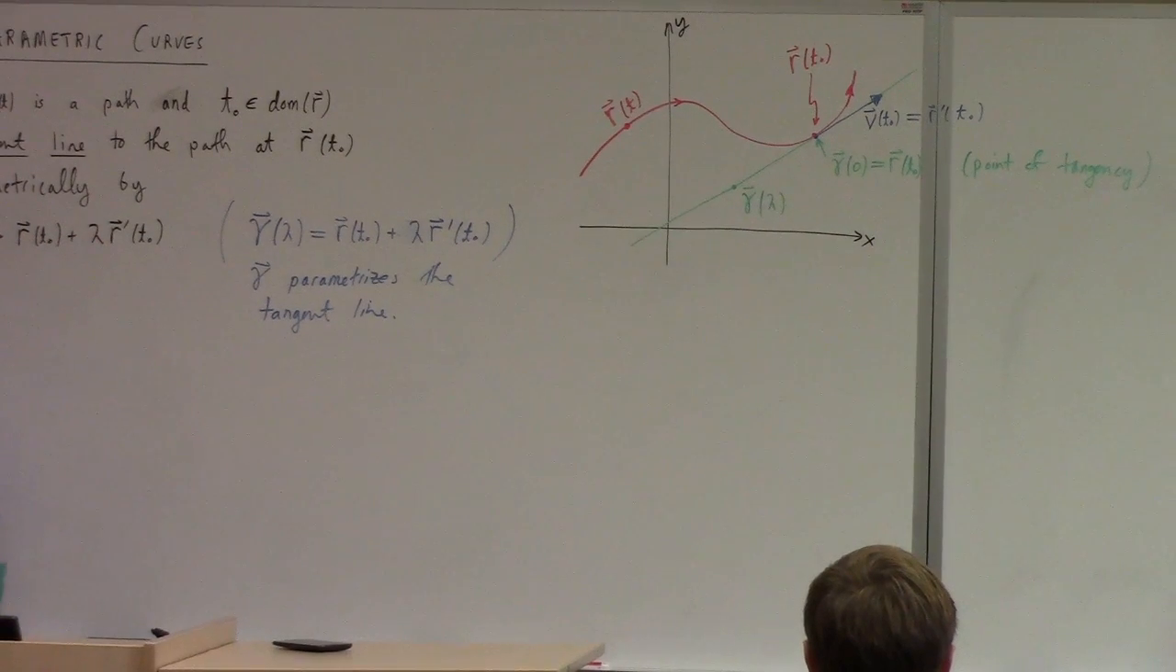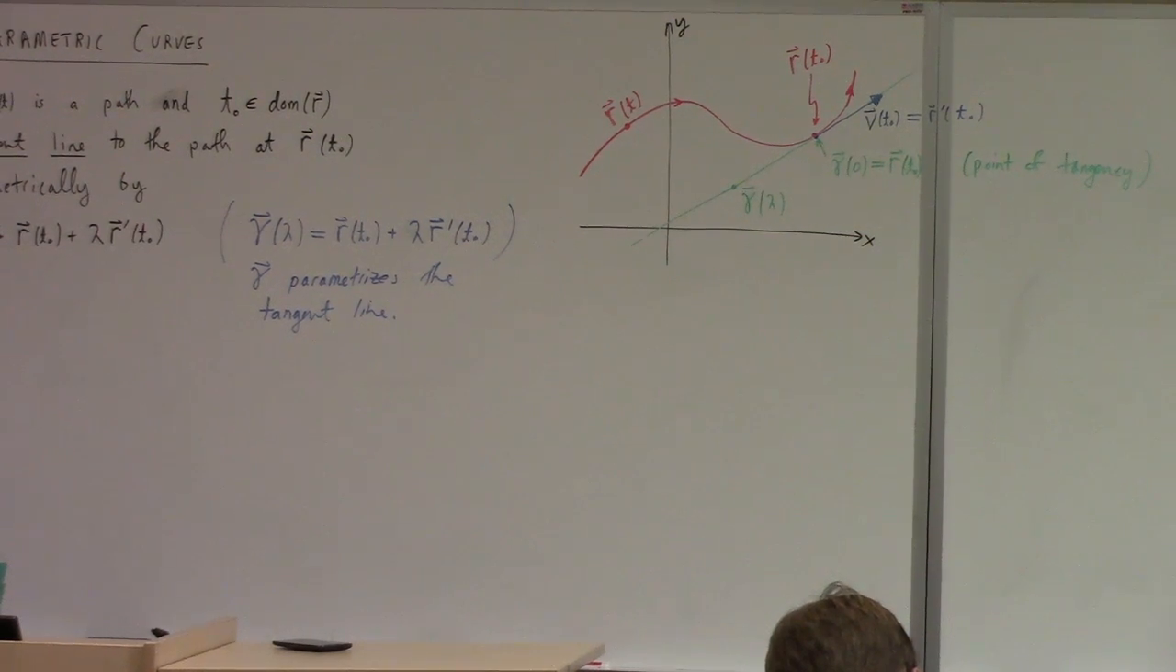Now, of course, the tangent line doesn't have to exist. You could have what's called a critical point. You could have some sort of kink in the curve where the velocity doesn't exist. In that case, the tangent doesn't have to exist either.